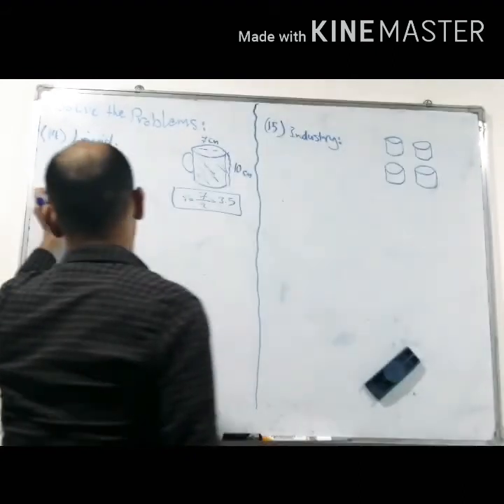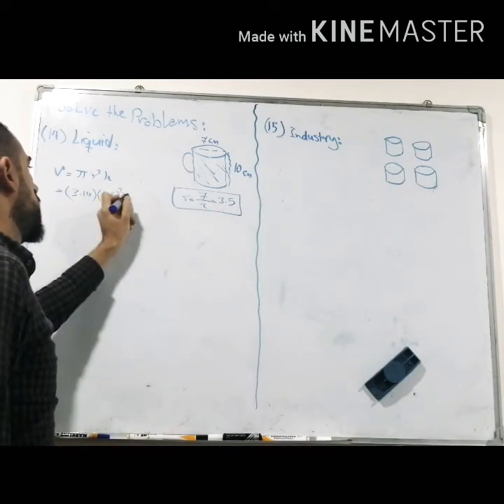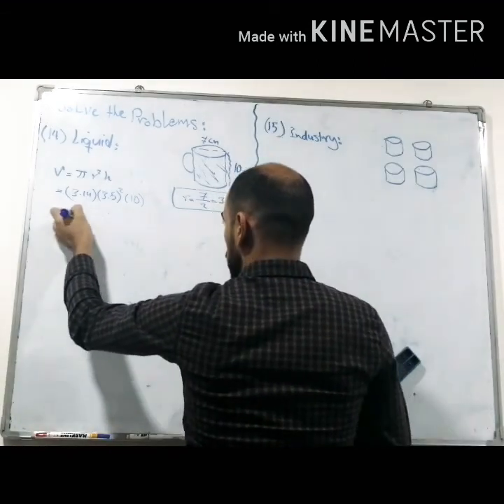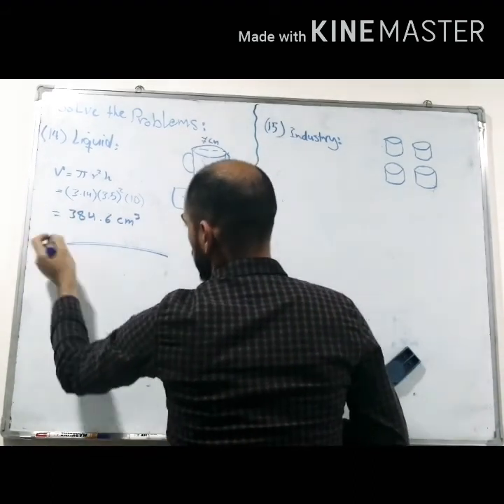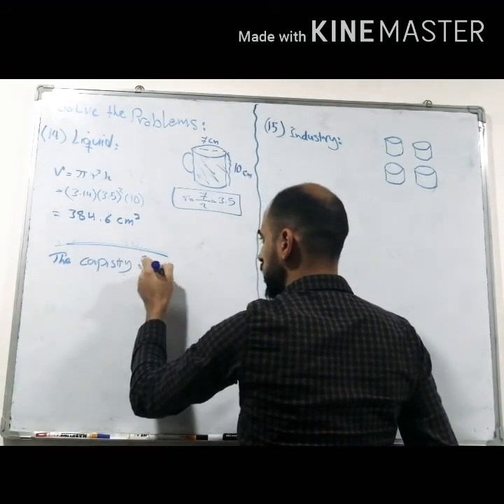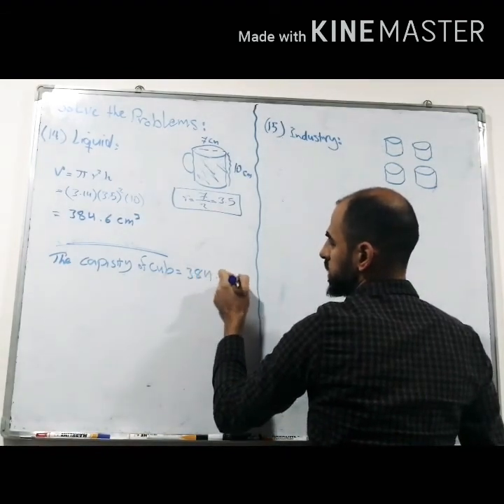Now substituting the value of pi, which is 3.14, and r to the power 2, which is 3.5 to the power 2, and h is 10. By substituting and finding 3.5 squared by 3.14 by 10, it is equal to 384.6 centimeter to the power 3. The capacity of the cup is 384.6 centimeter to the power 3.